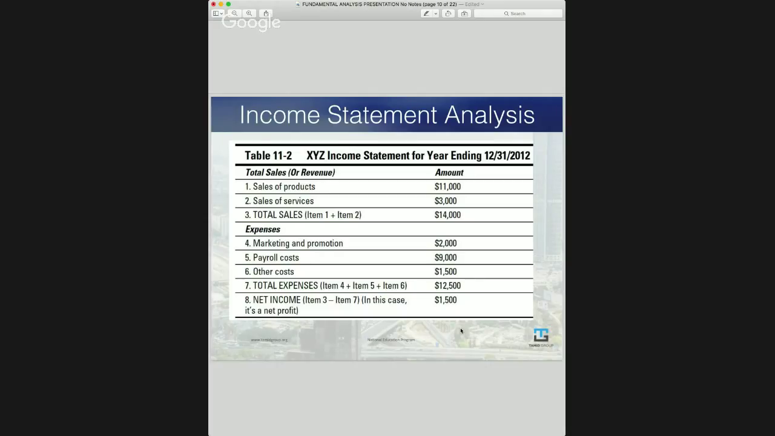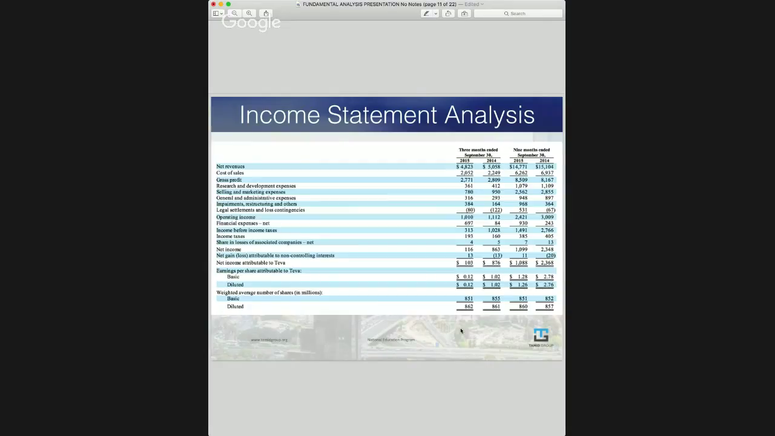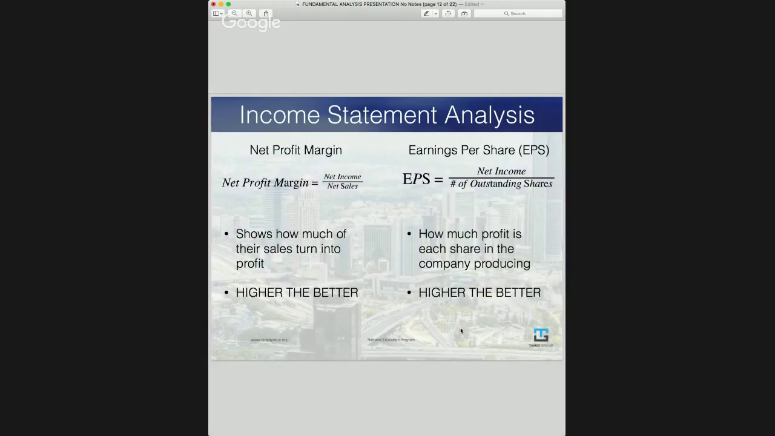Now, if life was this simple, it would be great. But this is what an actual income statement looks like. It's much more complicated, and notice there's a lot of information. What we need to know is how to find the information we need and discard the rest. So the first two numbers we're going to look at are net profit margin and our earnings per share.